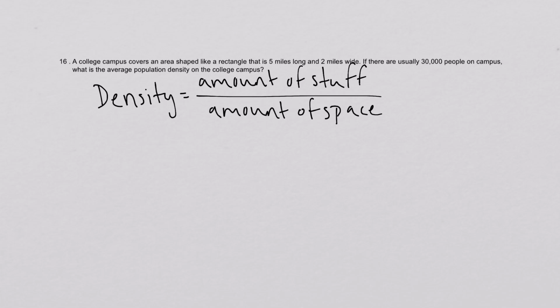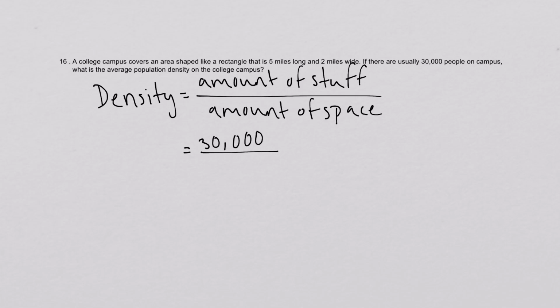So usually when we talk about density, we're talking about solids, and so we mean amount of stuff, meaning the mass of the stuff. So we're saying, what's the density of gold? Then we weigh the gold, we check its mass, and we divide it by its volume, how much space it takes, mass over volume. In this case, it's not a solid. We're talking about people on a college campus, so it's not mass over volume. But we can see how much stuff there is. They told us there is 30,000 people.